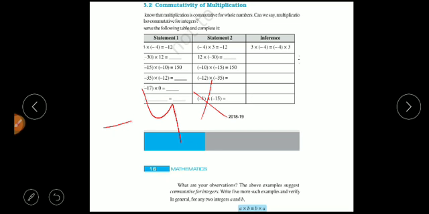Now when -4 is multiplied by +4, when there is a positive sign and a negative sign, then the result will always become negative. And what is 4 into 4? 4 into 4 equal to 16. So here comes -16. Okay.